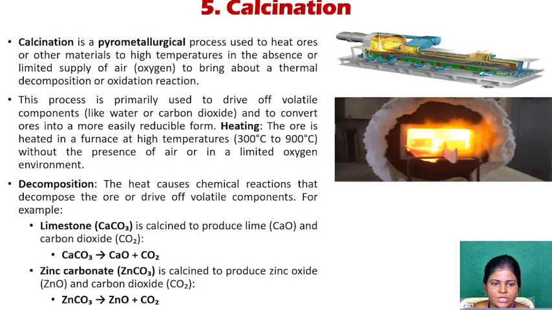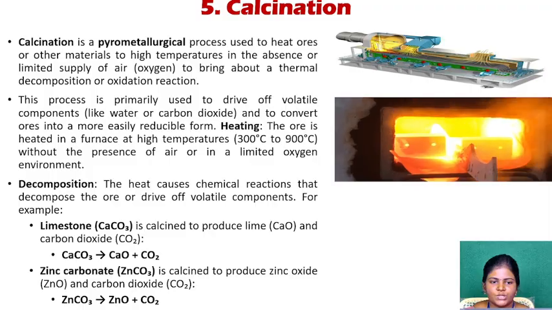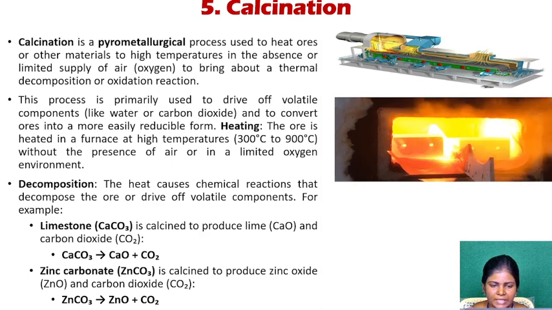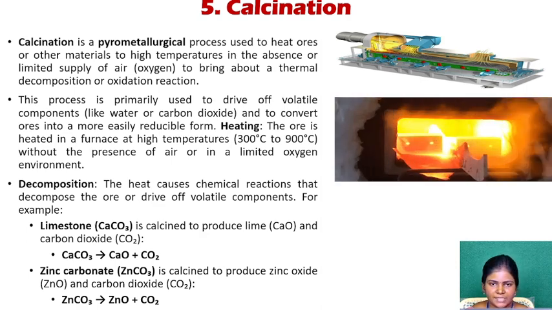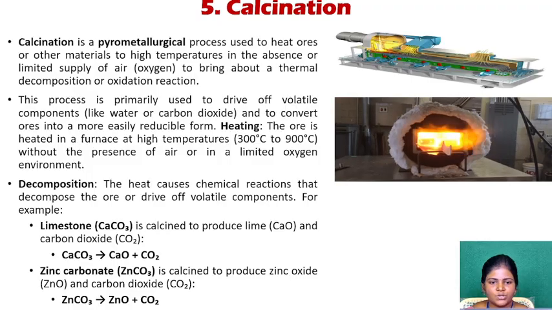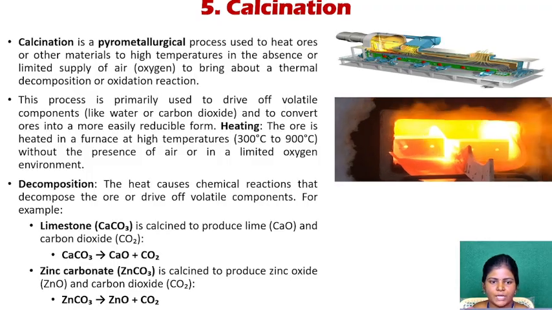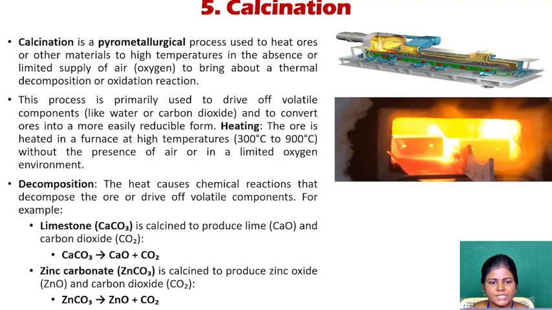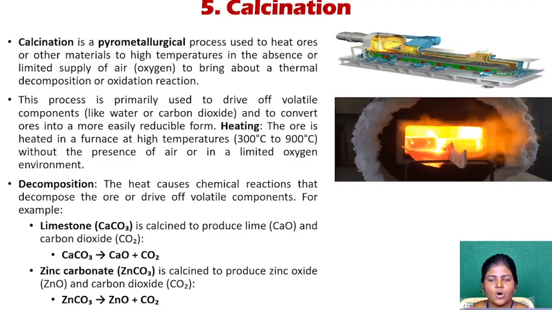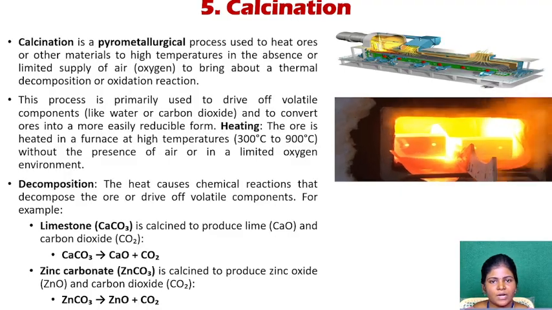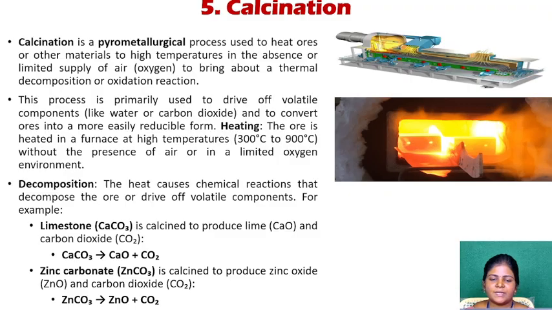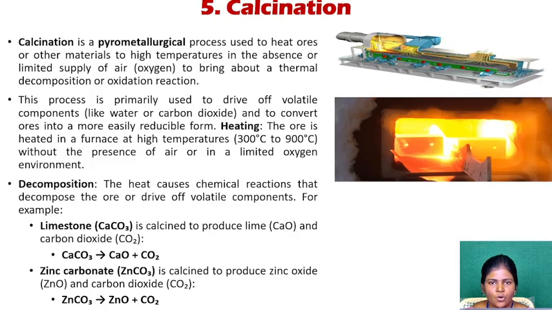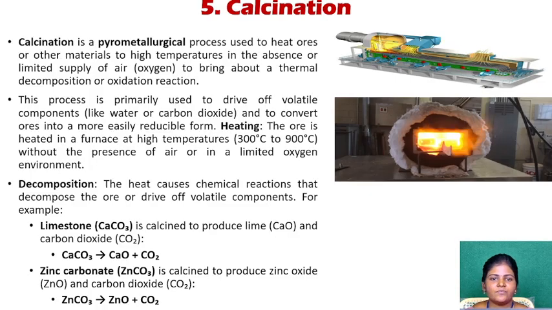Then calcination. Calcination is a process used to heat the ore. Here also we are going to apply a large amount of heat in this process to extract the metal. This process is used to drive off the volatile components like water or carbon dioxide. The ore is heated in the furnace at a very high temperature of about 300 degrees Celsius to 900 degrees Celsius and without the presence of air. The main thing that we have to note is that in the calcination process there is no presence of air but it is heated at a very high temperature.